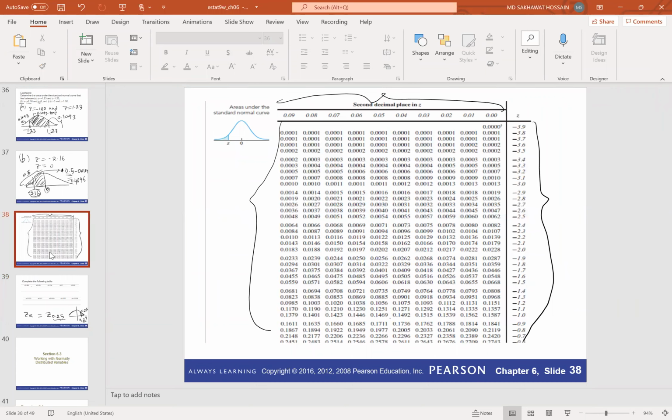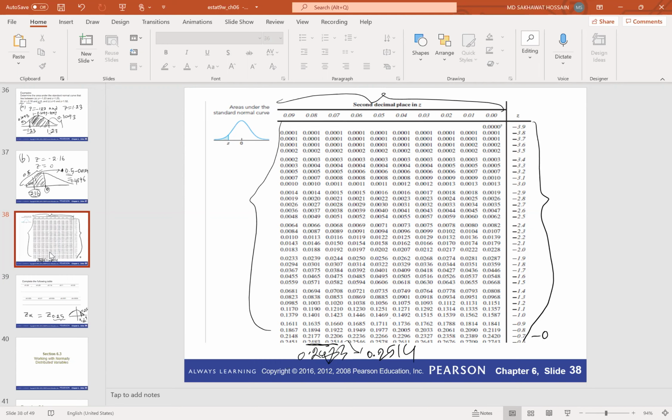So 0.25, where is 0.25? This is 0.14, 0.15, 0.17, 0.23, 0.24. Actually, we do not have 0.25 clearly here, but it is between these two numbers. You can see here, this is 0.2483 and this number is 0.2514. So that means 0.25 is between these two numbers, right? Okay. Now we have to find the corresponding z score.